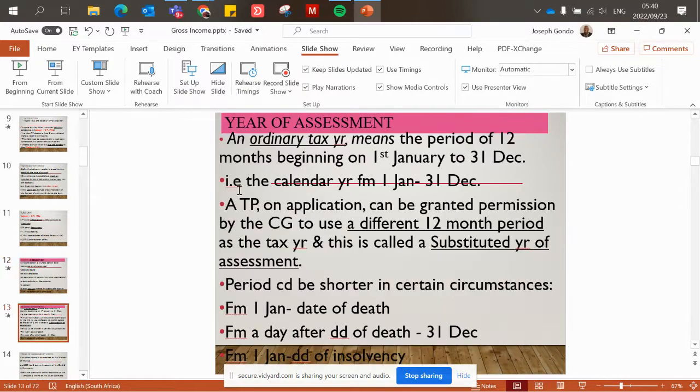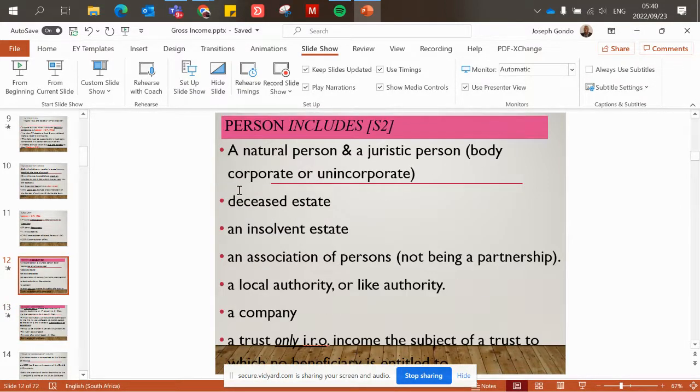But it should exclude a partnership. For the purpose of this definition, a partnership is not a person. You should always remember that when we do partnership income, this should come again into your mind. A partnership is not a person.